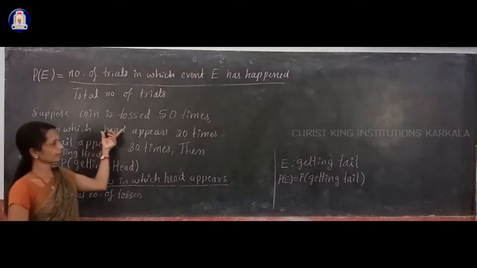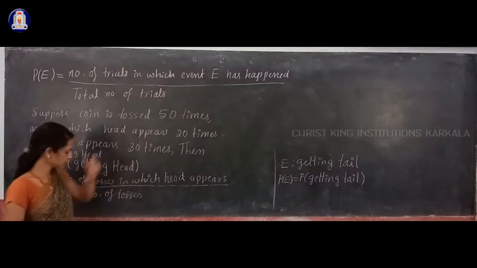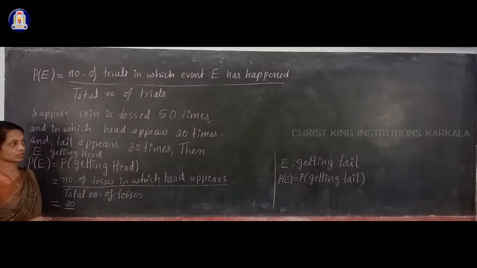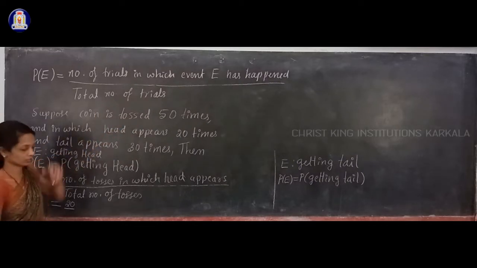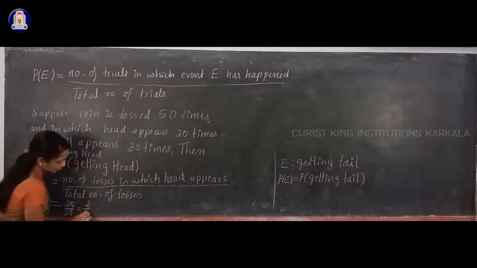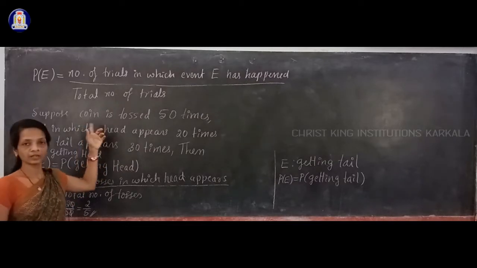You know that in 20 tosses you got head, which means the number of tosses in which head appears is 20, divided by the total number of tosses. Total there are 50 tosses. So dividing by 50, and here the 0s you can cancel. So what is the answer? That is 2 by 5. This is the probability of getting head in this experiment.